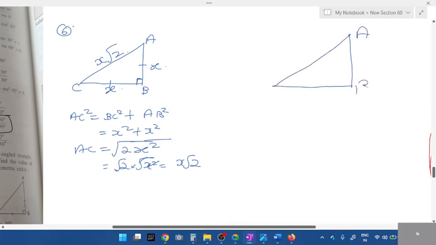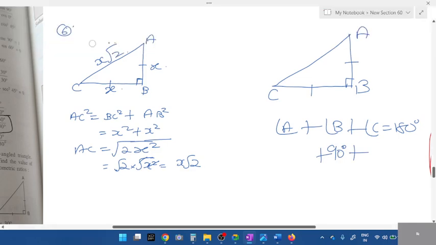What's the total value of the angles of a triangle, students? 180 degrees, right? Angle A plus angle B plus angle C is equal to 180. In that, how much is angle B? 90 degrees. If this is an isosceles triangle, which two angles are equal? Angle A will be equal to angle, which one? C, right? Angle C. I'll take both as angle Y.